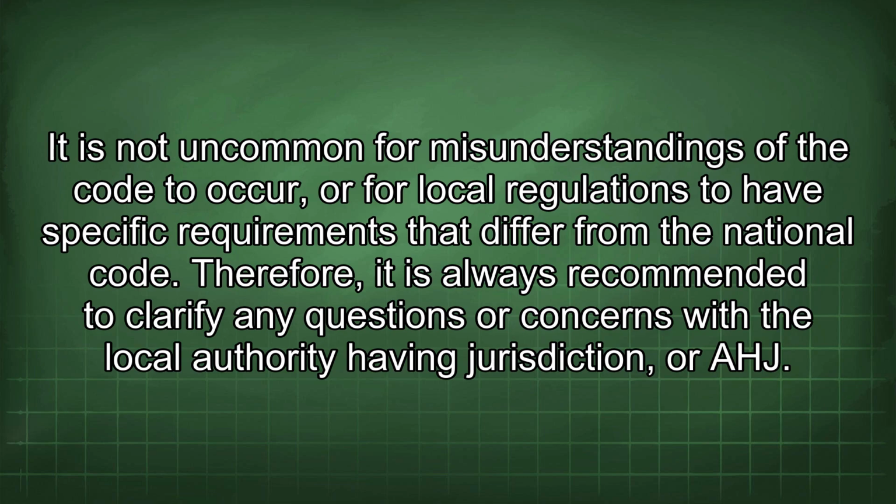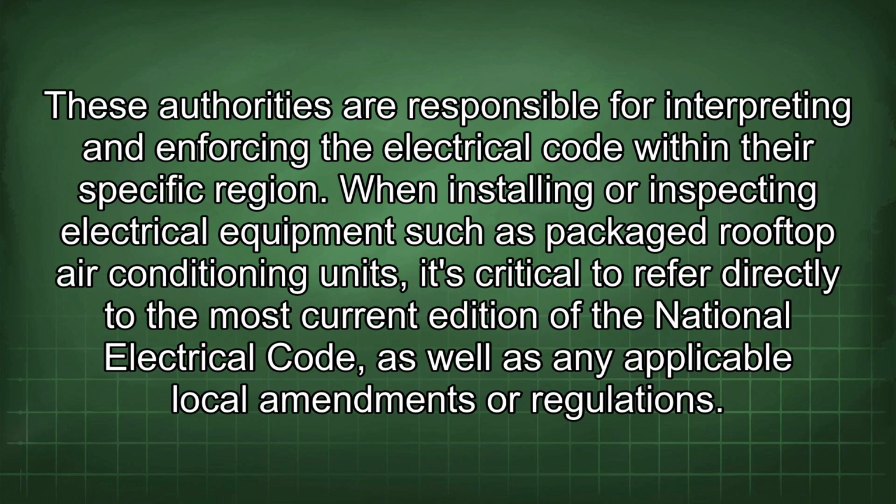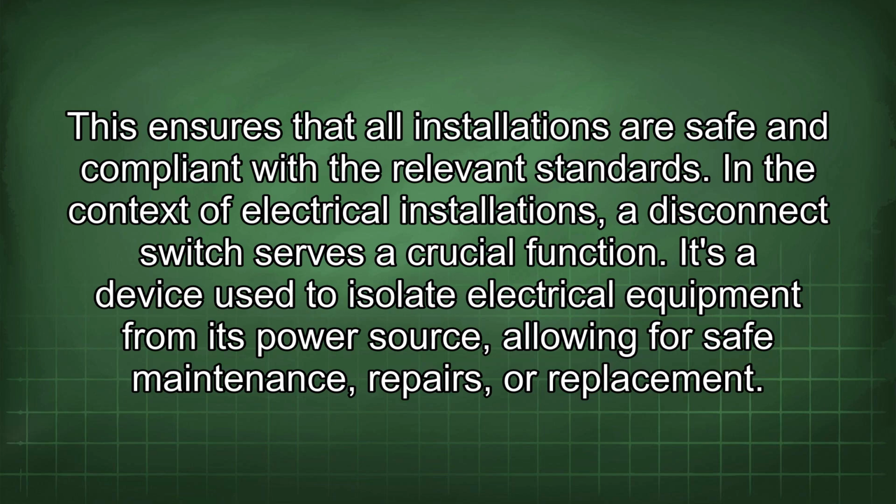It is not uncommon for misunderstandings of the code to occur, or for local regulations to have specific requirements that differ from the national code. Therefore, it is always recommended to clarify any questions or concerns with the local authority having jurisdiction, or AHJ. These authorities are responsible for interpreting and enforcing the electrical code within their specific region. When installing or inspecting electrical equipment such as packaged rooftop air conditioning units, it's critical to refer directly to the most current edition of the National Electrical Code, as well as any applicable local amendments or regulations. This ensures that all installations are safe and compliant with the relevant standards.